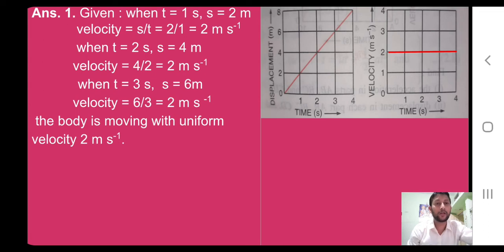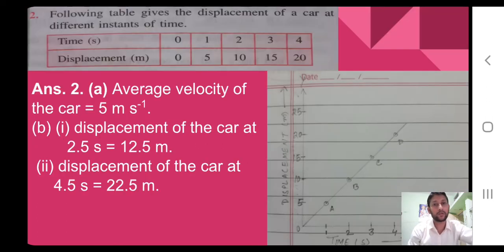It means that the body is moving with uniform velocity 2 meter per second. So if you draw the second graph, it will be a line parallel to the time axis where velocity is equal to 2 meter per second. As you can see in the graph, I have drawn a red line, that is the graph for the second part.